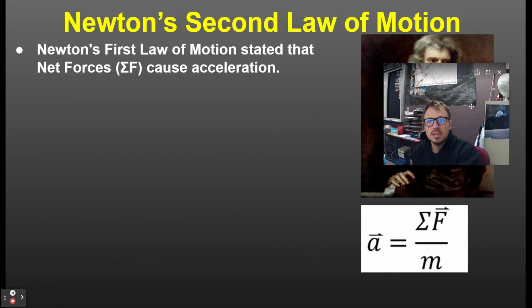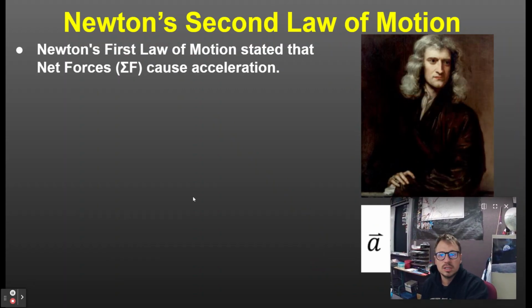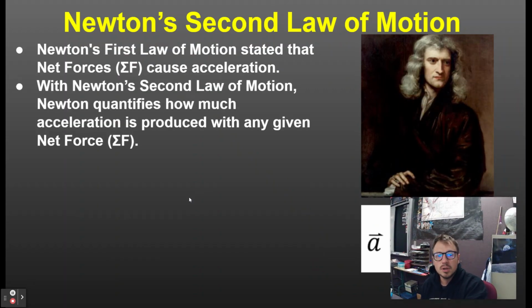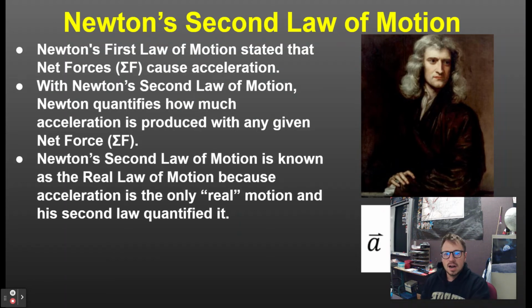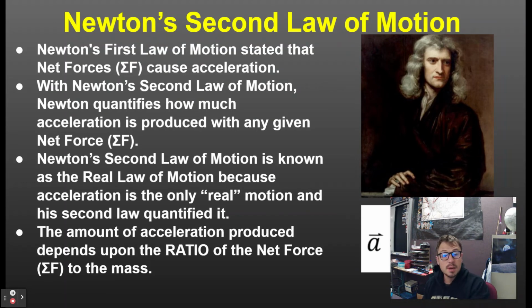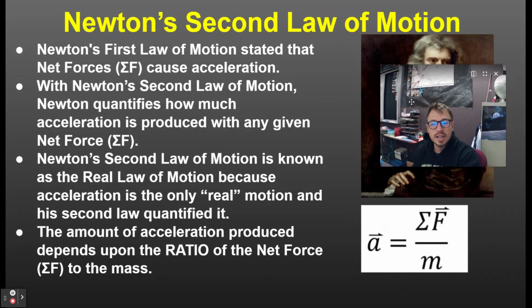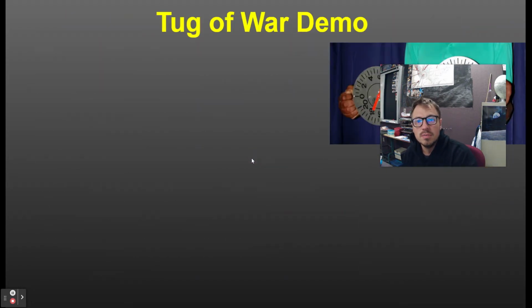In Newton's first law of motion, he stated that net forces cause acceleration. In Newton's second law of motion, Newton quantifies how much acceleration is produced by any given net force. And the amount of acceleration, as you can see, depends upon the ratio of net force to the mass. So now in Newton's third law, Newton states, well, I know what causes that acceleration, the net force, but where do those forces come from?